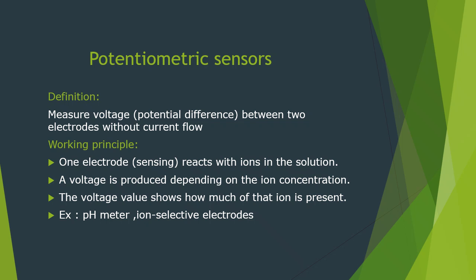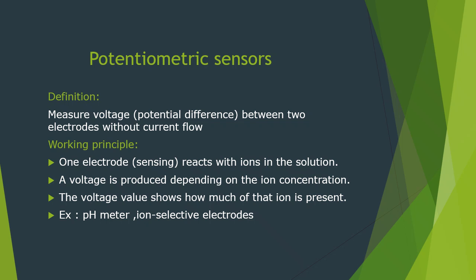Next is the working principle. One electrode reacts with ions in the solution. A voltage is produced depending on the ion concentration. The voltage value shows how much of that ion is present.